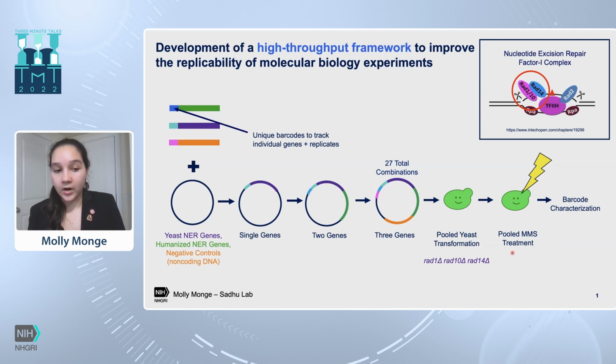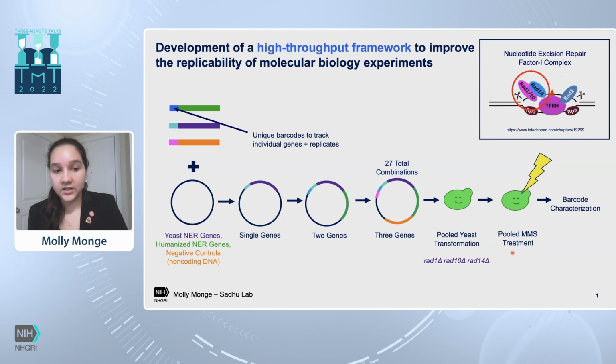We would expect that barcodes that appear at a high abundance after MMS exposure could respond to the DNA damage and survive, while those that drop out of the pool struggle to survive the MMS exposure and represent a non-functional or less functional version of the NER complex.